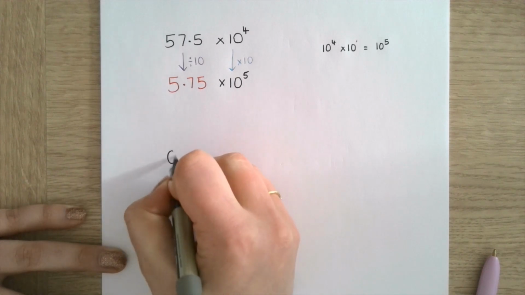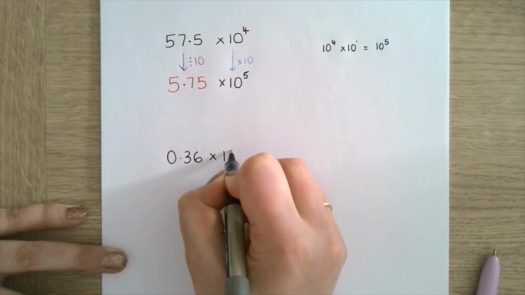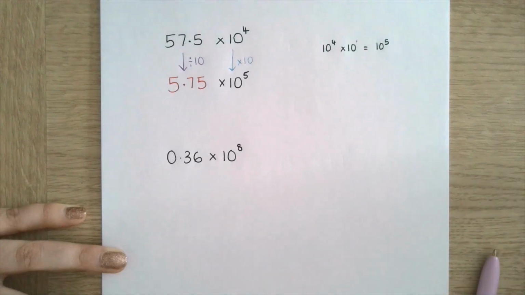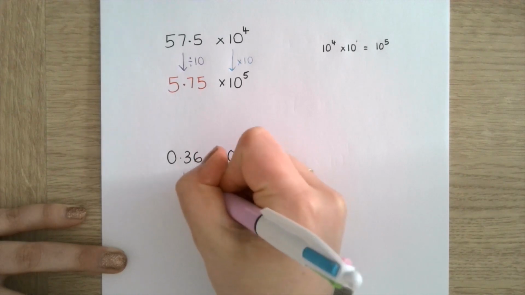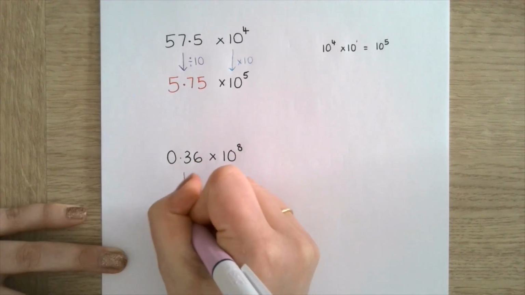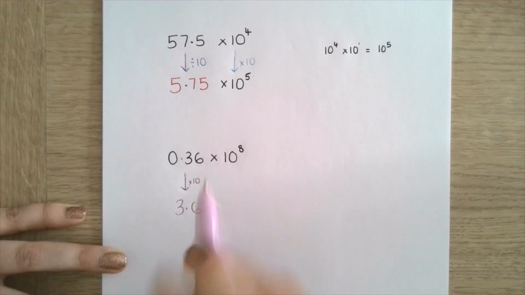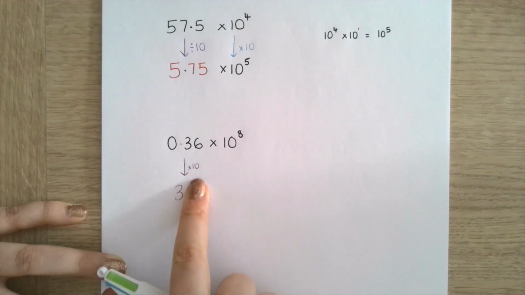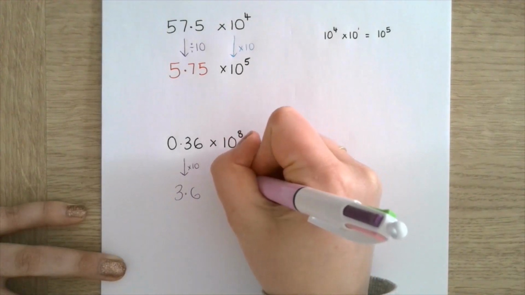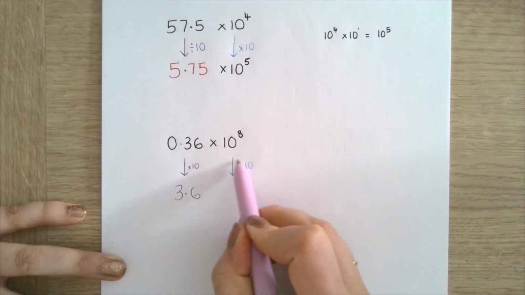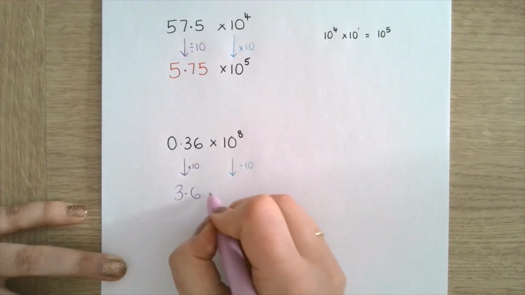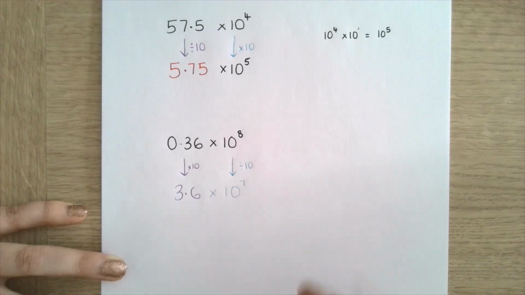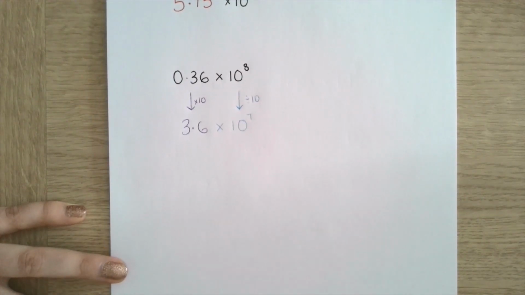Another example for you, 0.36 times 10 to the power of 8. I need to multiply this number by 10 to make it 3.6, because 0.36 is a number less than 1 and it's got to be 1 or greater, up to 9.9 recurring. Because I've multiplied this by 10, I'm going to have to divide this by 10. When I divide by 10, I'm going to subtract a power here. So it's going to become 10 to the power of 7.